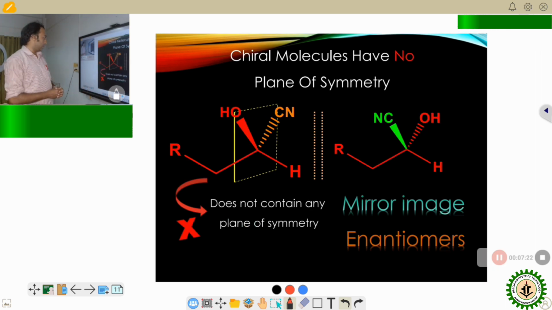But if you see these molecules, which I considered in the beginning of the lecture, here I have two enantiomers. Those are non-superposable mirror images, and they do not contain any reflection symmetry or plane of symmetry. So if we pass a plane like this, one part of the molecule is not the mirror image of the other. So that's why they are non-superposable mirror images, and that's why they are chiral and they are enantiomers.